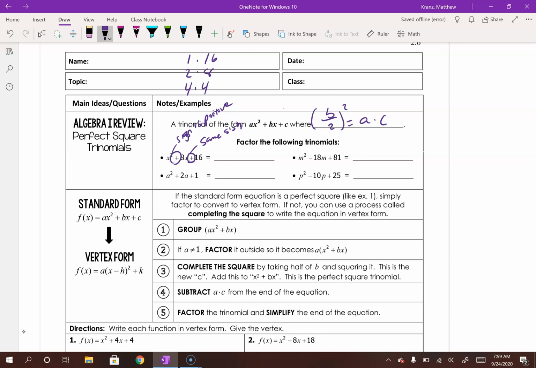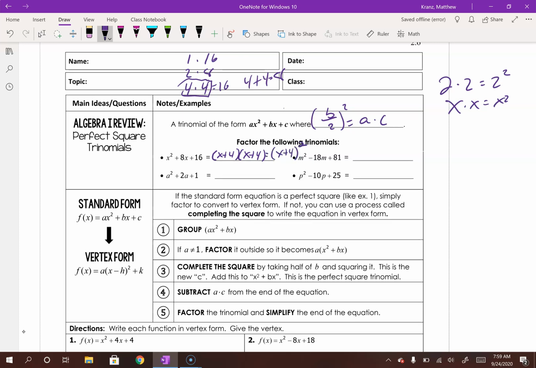So 4 times 4 is 16, right? And 4 plus 4 is 8. So these are our numbers we're using, a 4 and a 4. So when we factor this, this winds up being x plus 4 times x plus 4. And the reason this is called a perfect square trinomial is because when you multiply anything, like 2 times 2 is the same as 2 squared, or x times x equals x squared. Well, because x plus 4 and x plus 4 are the same, we could say that this is just x plus 4 squared.